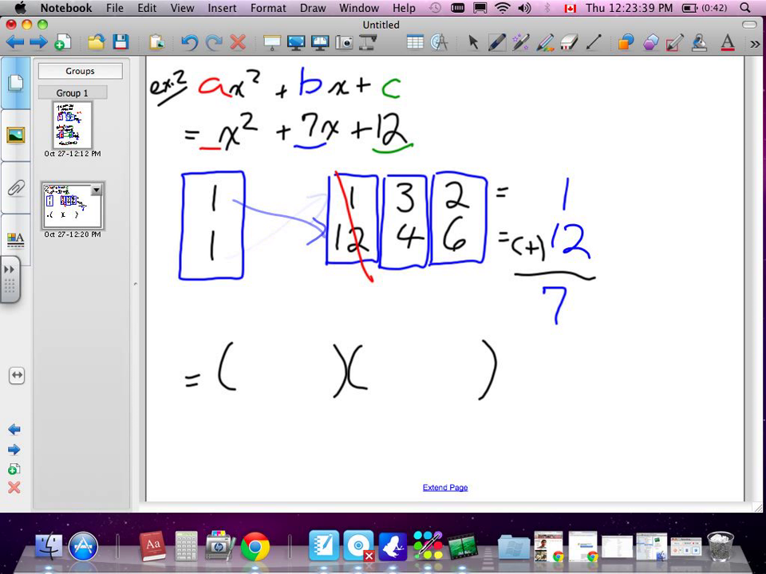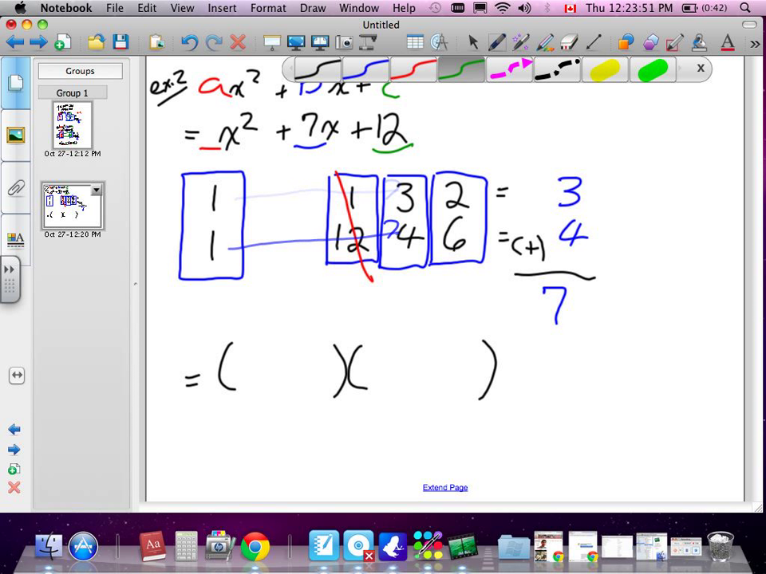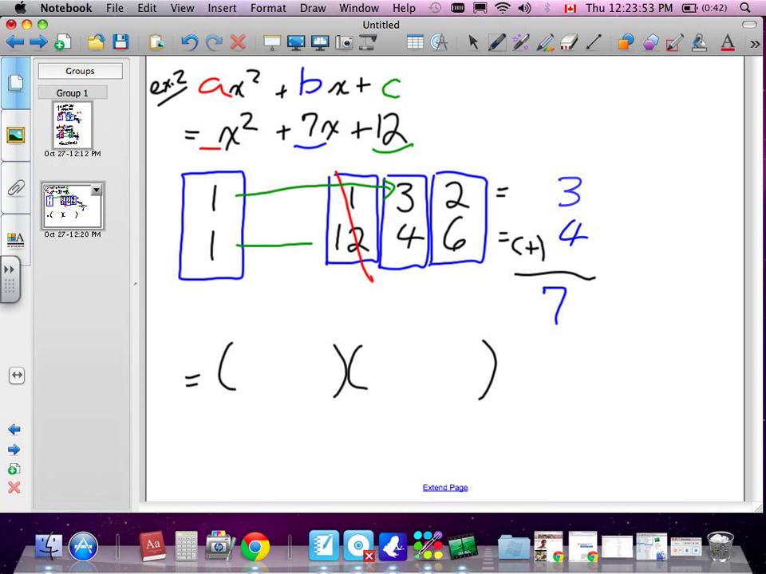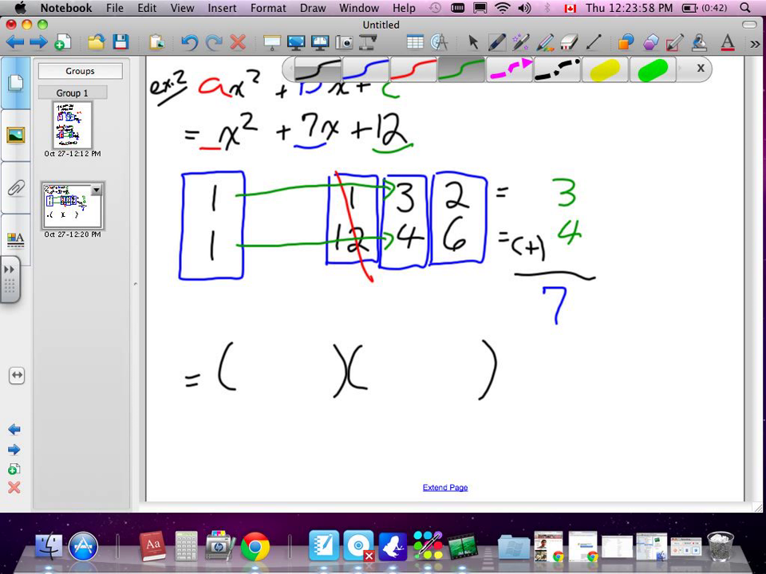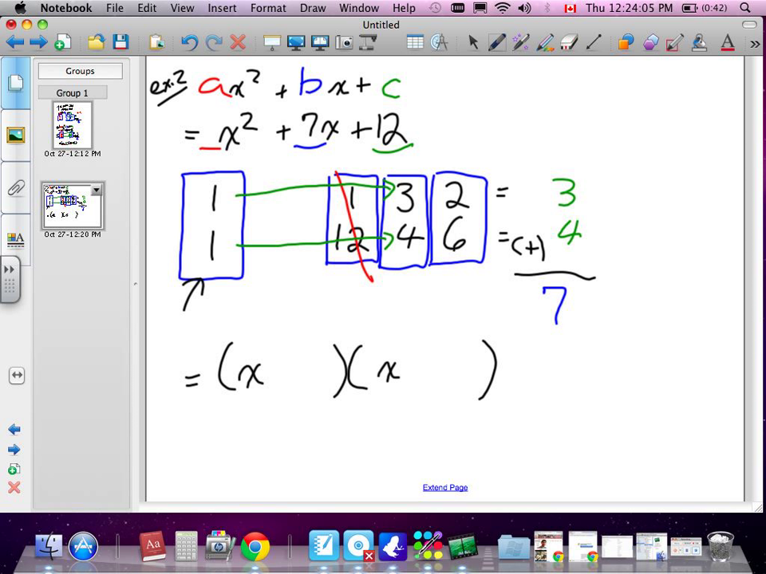Let's try the next pair. 1 times 3 and 1 times 4. What do we get? 3 and 4. Any combination of 3 and 4 work? Yes. Okay, so we use 1 times 3 and 1 times 4. We got the numbers 3 and 4. So my first terms are going to be 1x and 1x. And my second terms are going to be positive 3 and positive 4. This is now the factored form of our standard. So remember, this was our standard form.